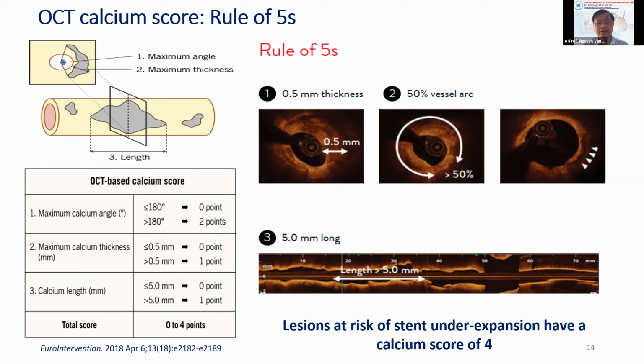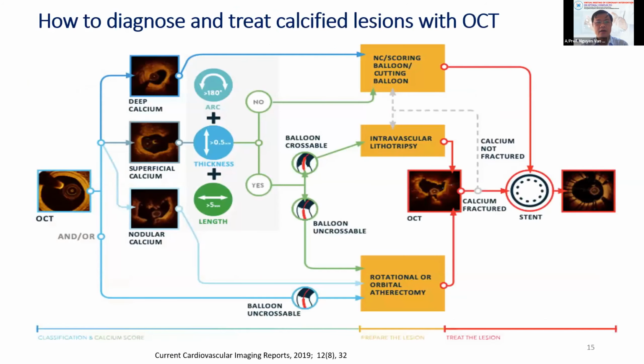The lesion at risk of stent underexpansion has a calcium score of 4. How to diagnose and treat calcified lesion with OCT? So we have OCT, we have a calcium here. So depending on the calcium, the deep calcium, superficial calcium, and nodular calcium, we use AC or scoring balloons or IVL or Protablator for breaking the calcium. So after that, we stent very easy.